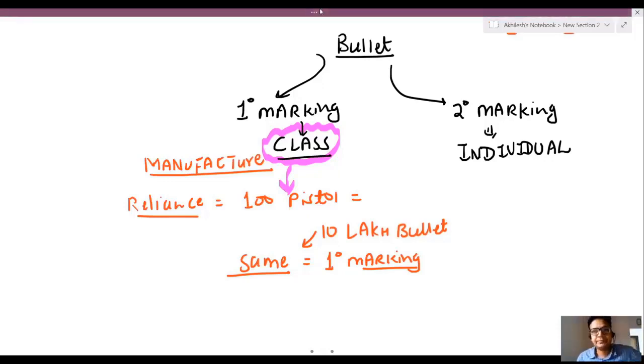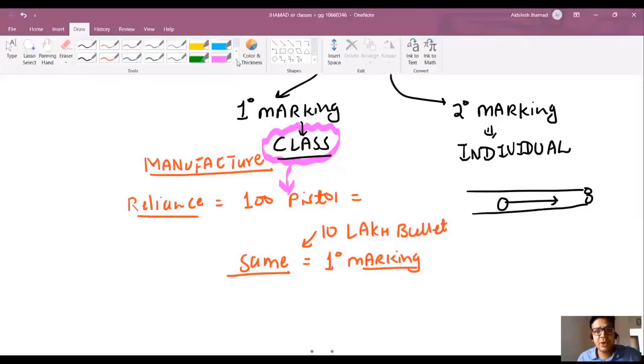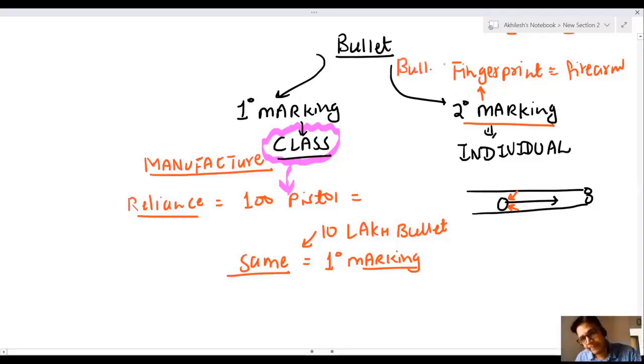But, sir, see, when a bullet is fired, like this is a weapon barrel, when the bullet is coming out from the weapon, this individual gun forms a marking on every bullet. This is secondary marking. Doctor, this secondary marking is also known as the fingerprint of the firearm, or the bullet fingerprint. This is known as secondary marking when the bullet comes out.